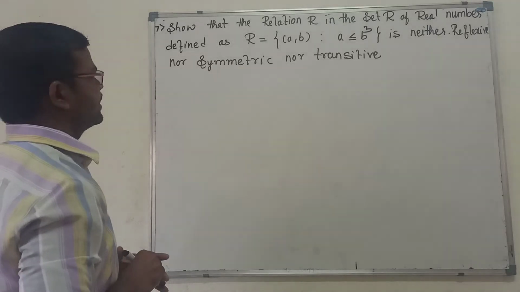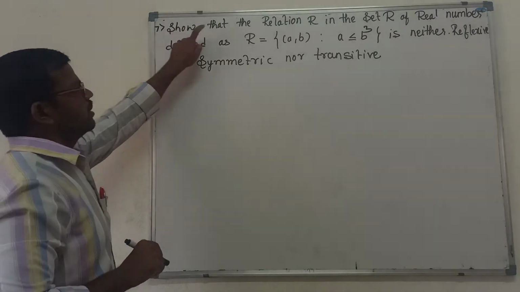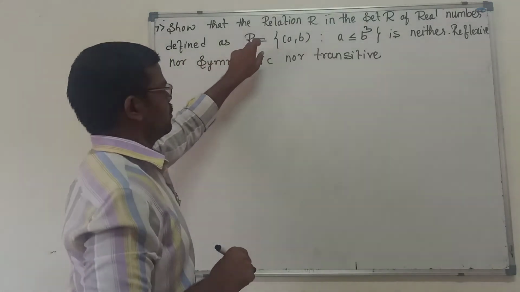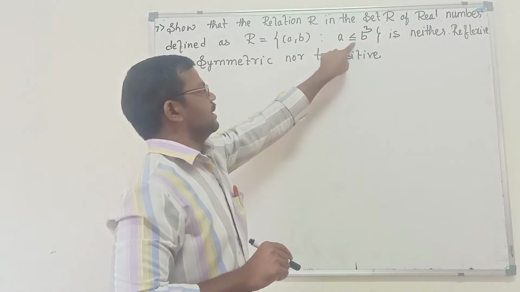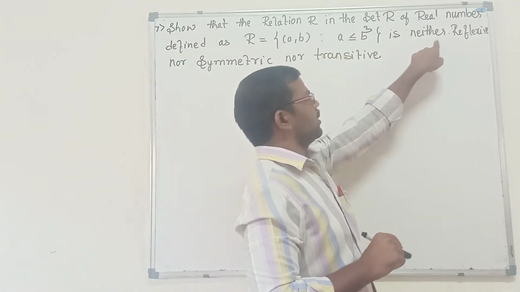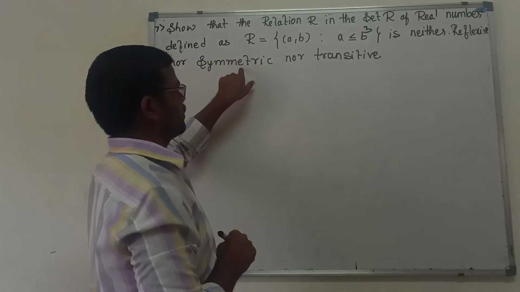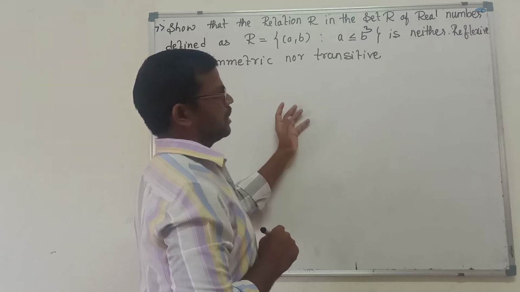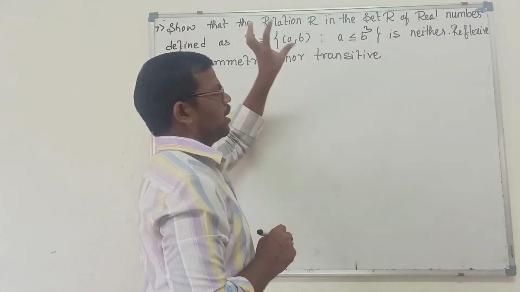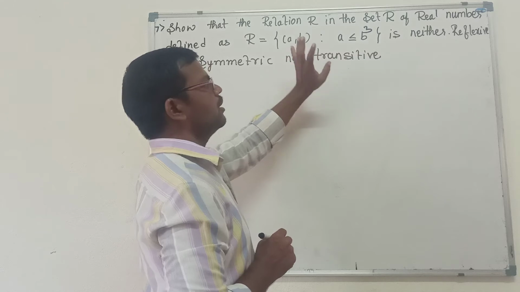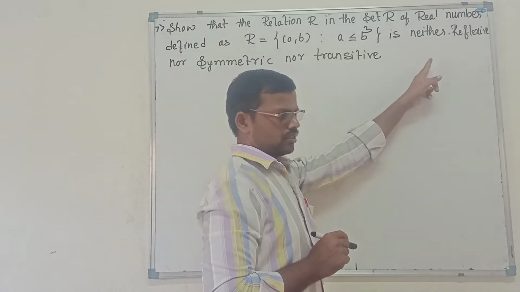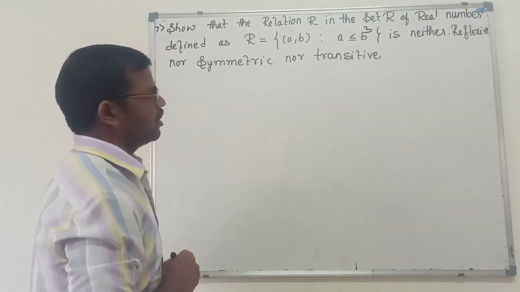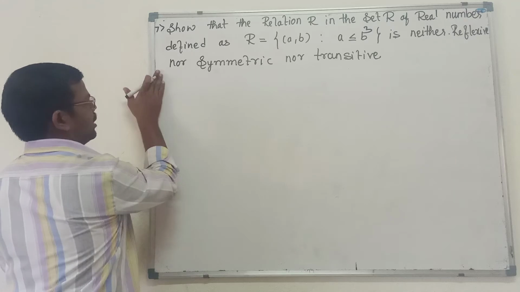So next we come to the seventh problem. Show that the relation R in the set of real numbers defined as R equals (A comma B) such that A is less than or equal to B cube is neither reflexive nor symmetric nor transitive. Similar to the previous problem, for this also we have to use particular numbers only to show that it is neither reflexive nor symmetric nor transitive. So let me move to the first one, the reflexive relation.